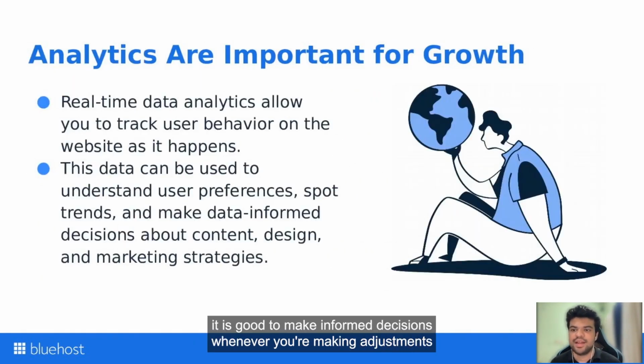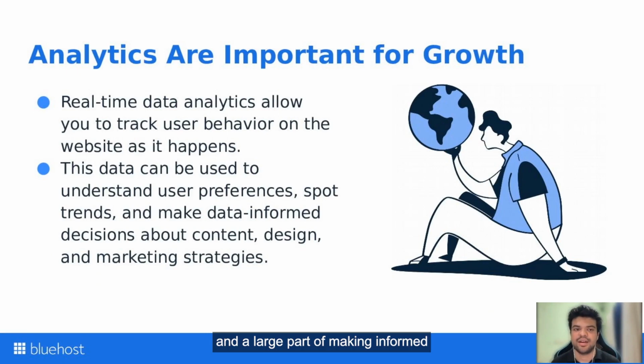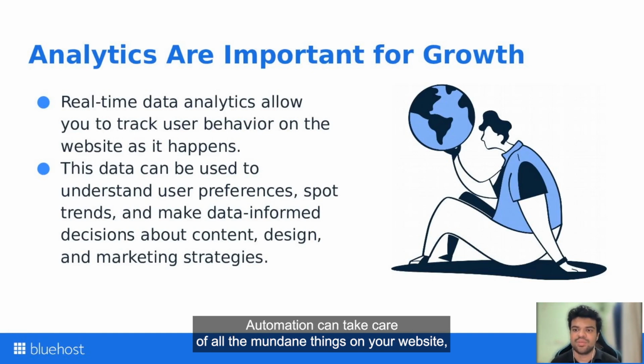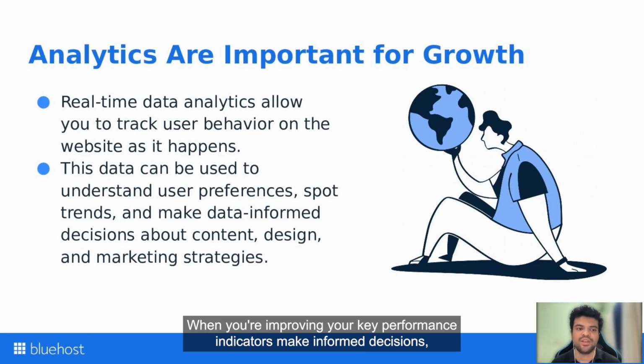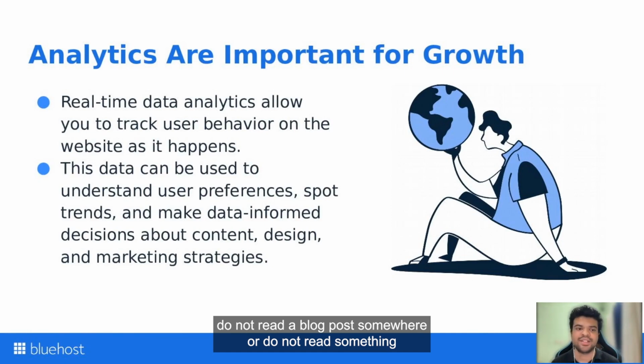Always remember that it is good to make informed decisions whenever you're making adjustments. And a large part of making informed decisions is to automate analytics on your site. Automation can take care of all the mundane things on your website, but ultimately you are the key decision maker. You need to make an informed decision that goes along the lines of giving you a competitive advantage and growing your business. So always look at data, always include analytics. When you're improving your key performance indicators, make informed decisions. Do not read a blog post somewhere or something that you found online and just implement that one.